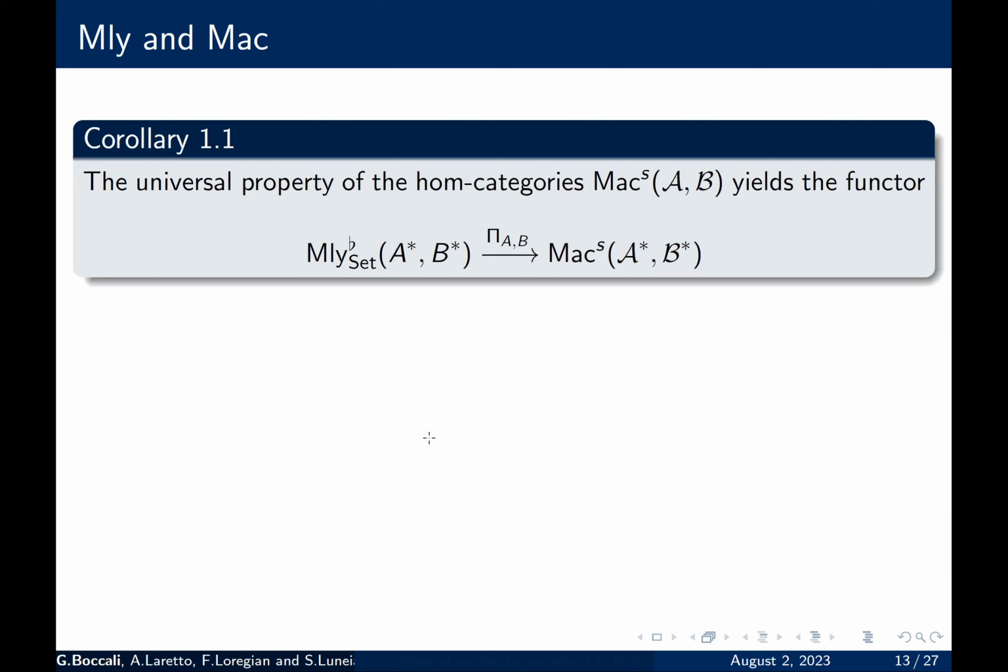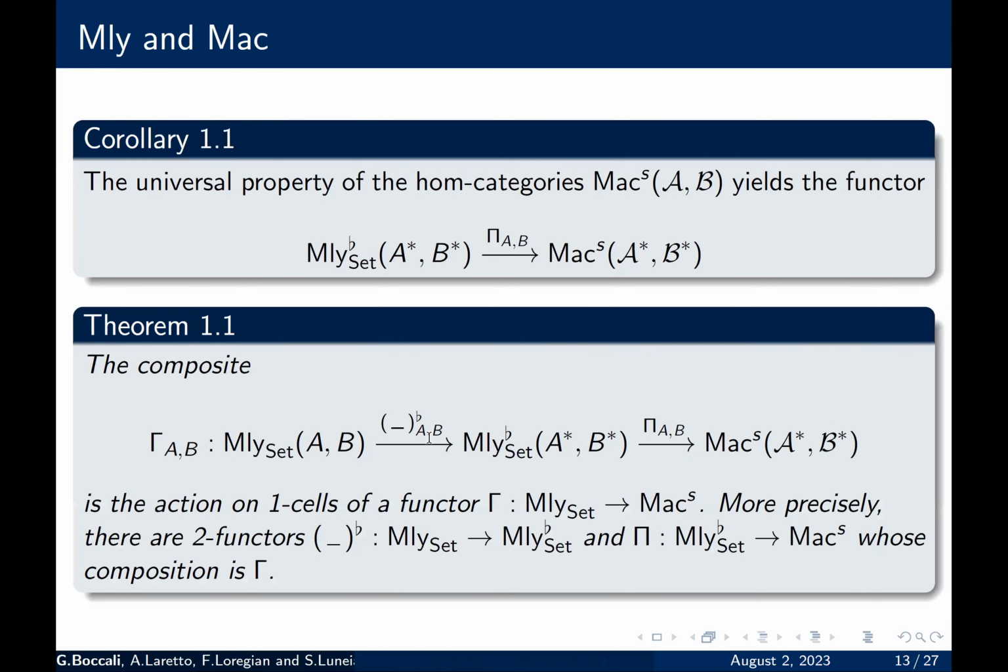And a first result that we can produce is that we have a functor for each A and B, pi AB, from Mealy flat set A star B star to Mach S A star B star, given by the universal property of the hom categories of Mach S, which was that of the pullbacks. Now, the interesting thing is that when we compose these two functors, the fugal extension and pi, we have the action on one cells of an entire functor gamma that goes from Mealy set to Mach S.